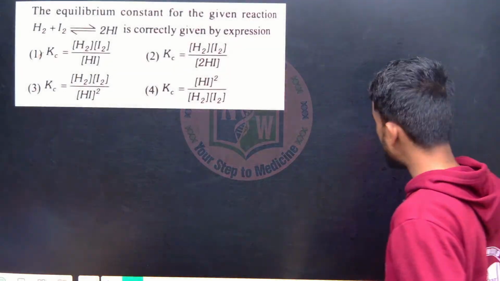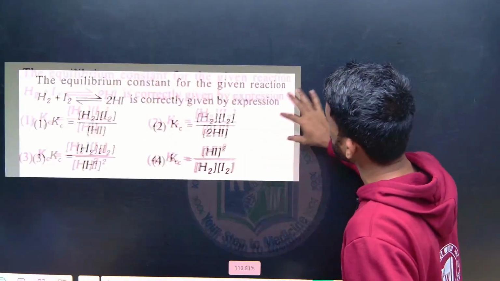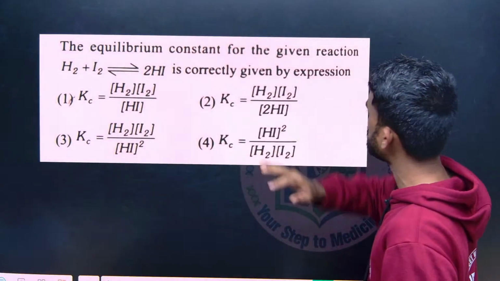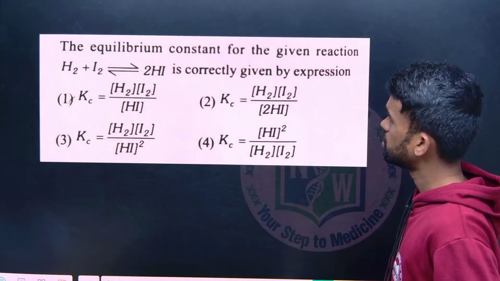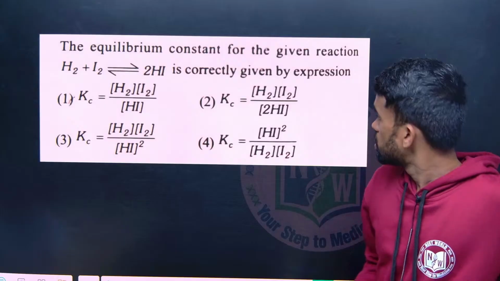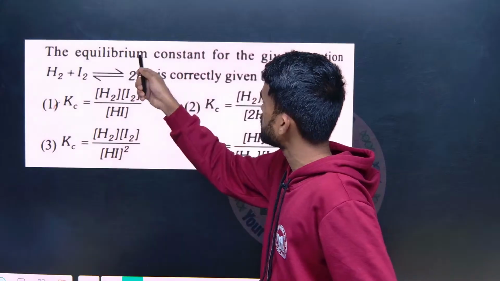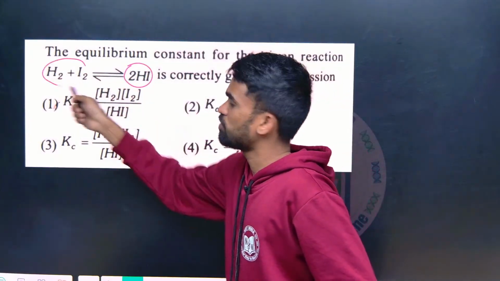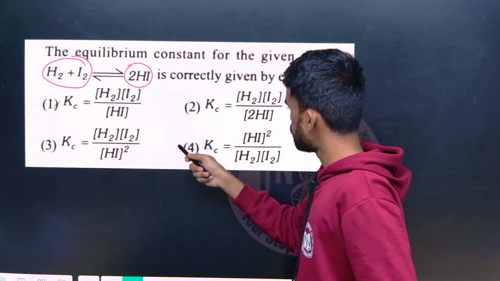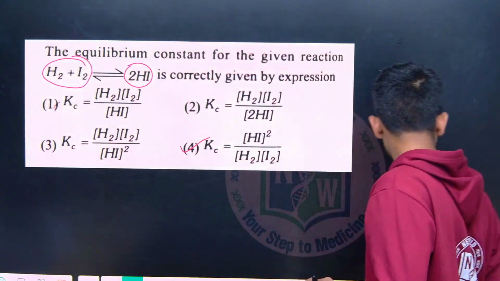So now look here. Tell me what is a perfect or proper representation of equilibrium constant for this. Concentration of products to the power its stoichiometric coefficient by concentration of reactants, like this. So only the fourth option is a perfect representation.